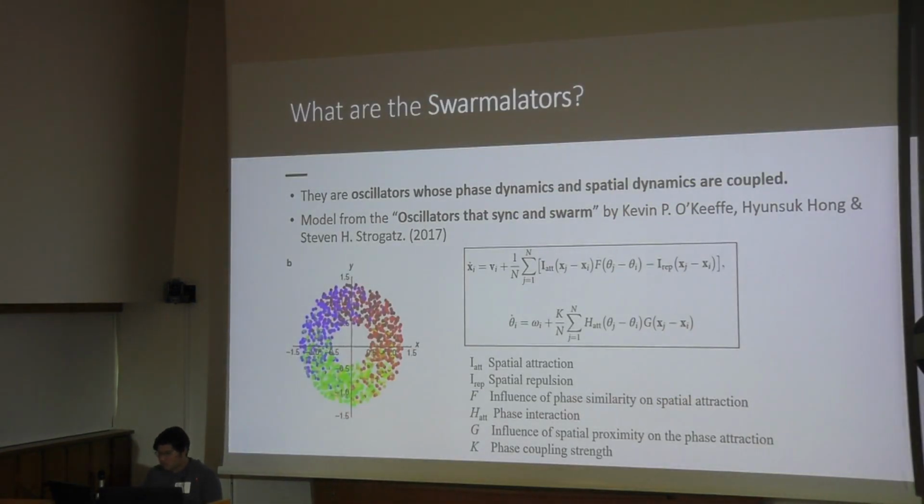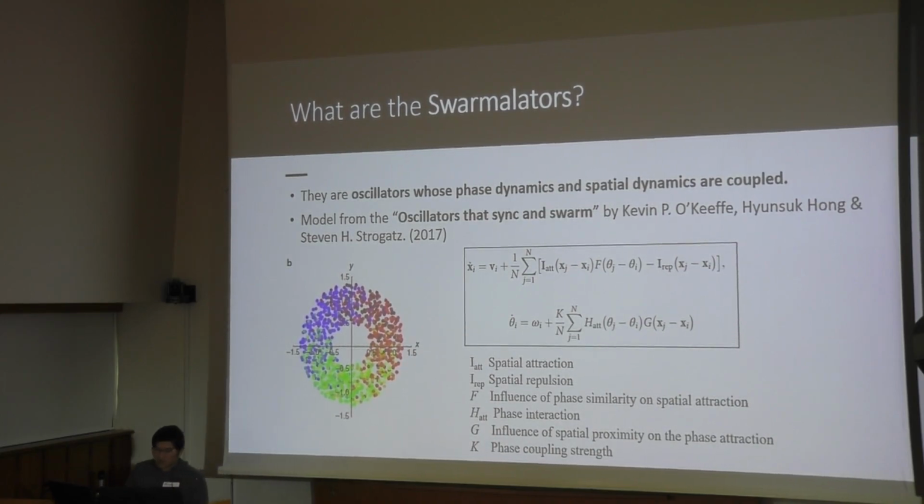So, what are Swarmalators? Well, Swarmalators are oscillators whose phase dynamics and spatial dynamics are coupled. You can imagine an object that internally has an oscillator or some internal states, and this object can move in space and can change its state.